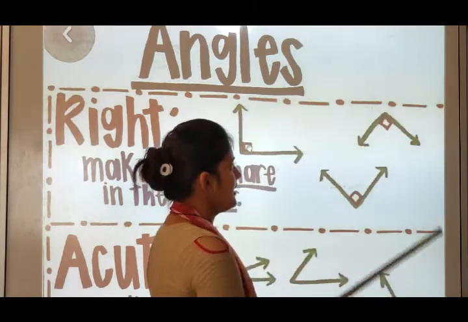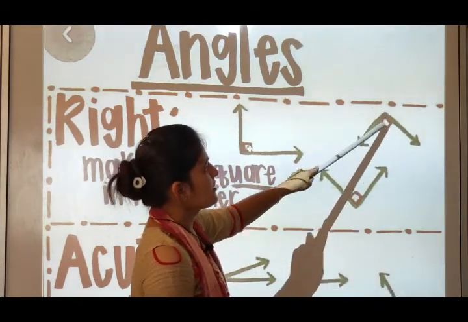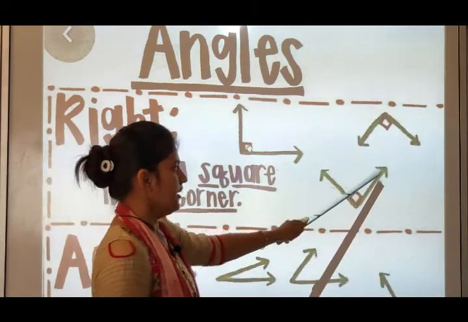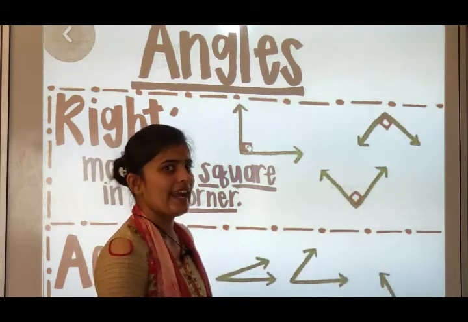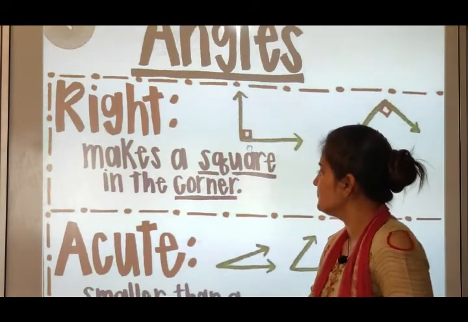Some other examples are there. Here you can see, this way, it is also making a square over here, so this is also a right angle. Here also you can see it is making an L this way, so it is also a right angle. Now next is the acute angle.